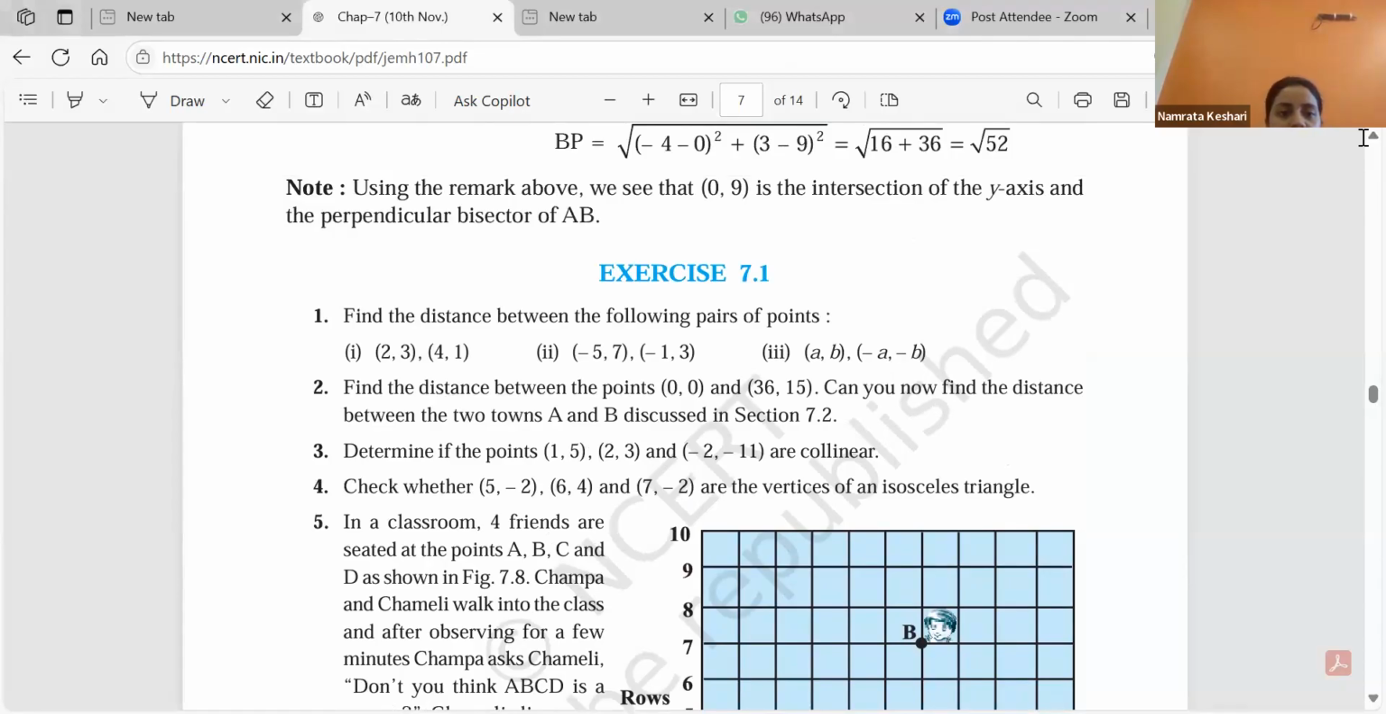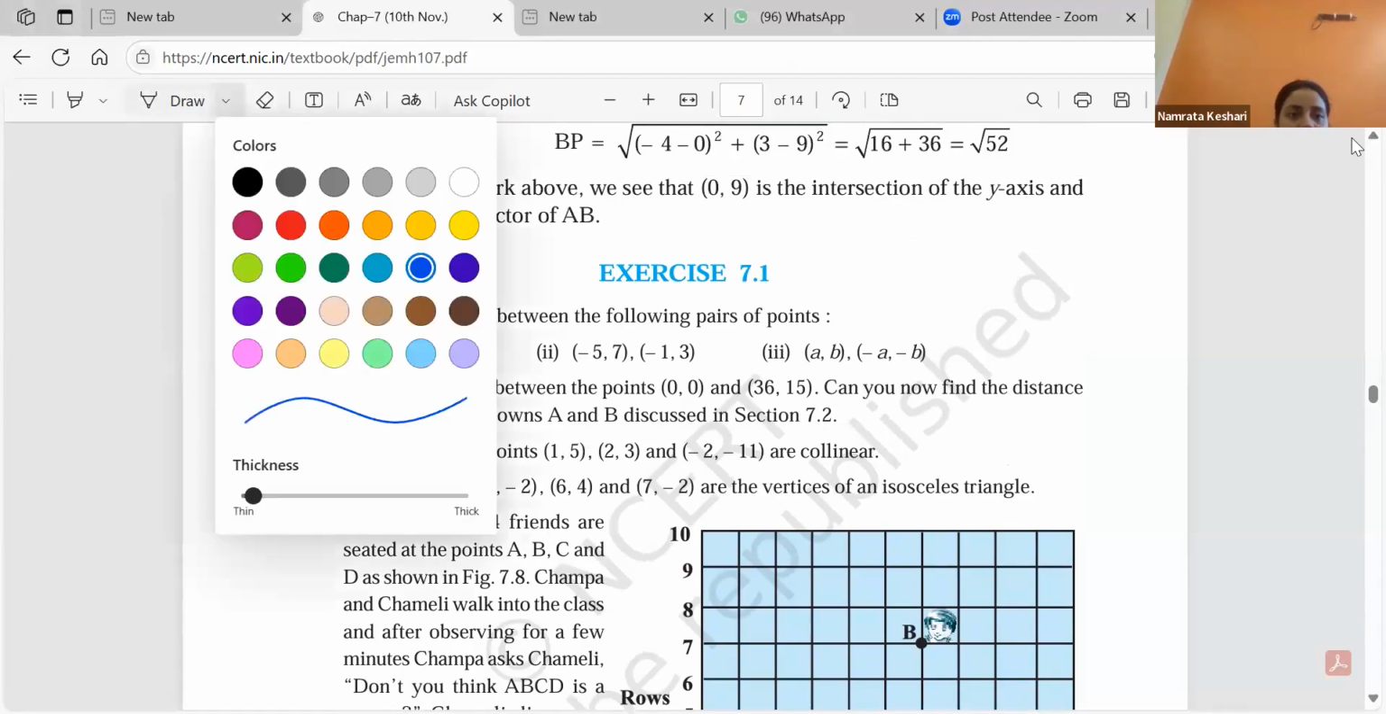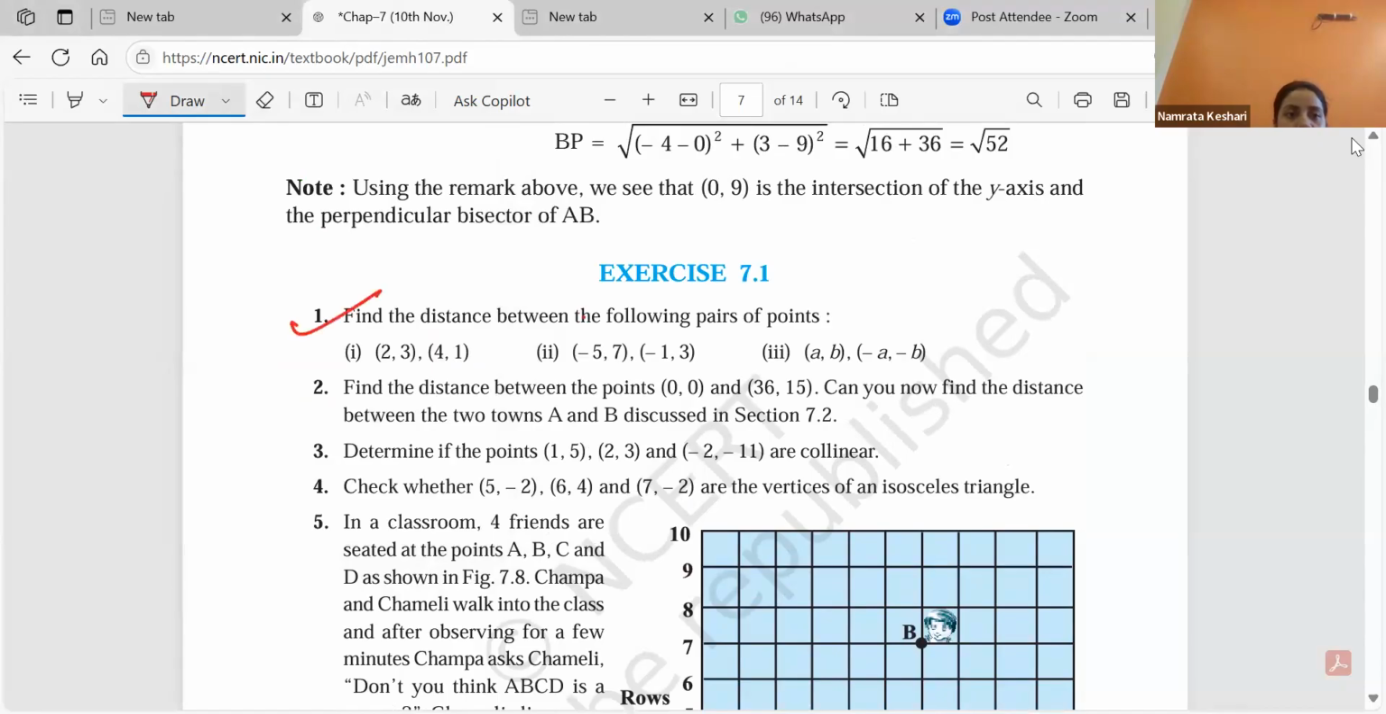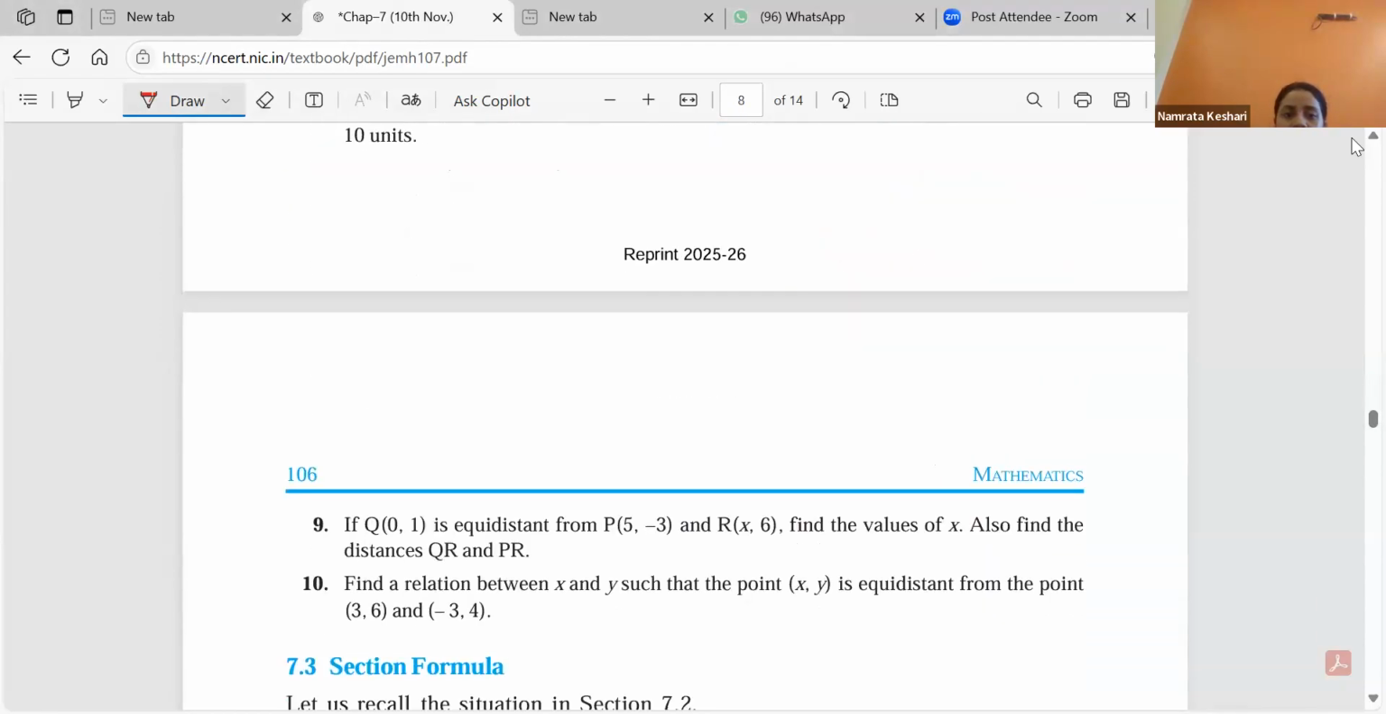We had done the discussion number one. Number two, I was explaining you this one. This one, number 10. Find a relation between x and y such that this point is equidistant from these two. Okay, relation means equation. Relation means equation. So your answer will be an equation.